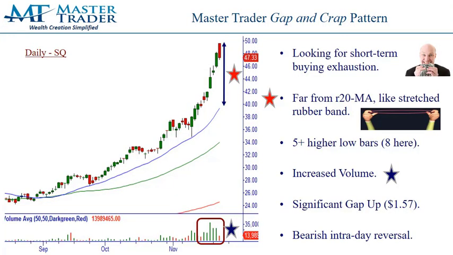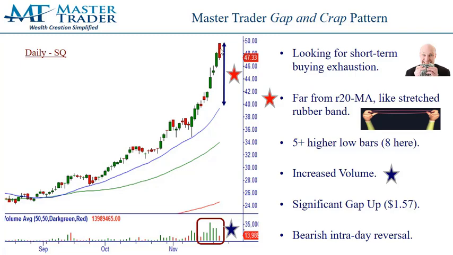As always, all trading starts with an analysis of the chart on multiple time frames. Square Inc. here, daily chart, has been on a tear, but we're just looking for short-term buying exhaustion, greed if you will. So let's see if SQ meets our setup. Far from the rising 20 MA. And notice here, we say it's kind of stretched like a rubber band. It's very strong. We're just looking for a bullish retracement in this strong trend, but it's run too far.